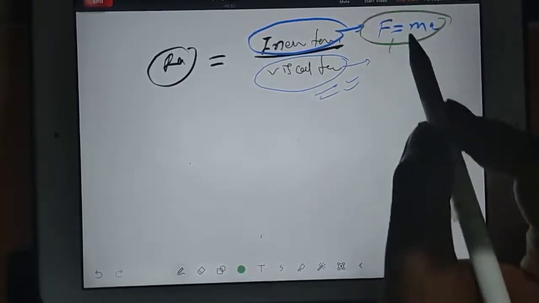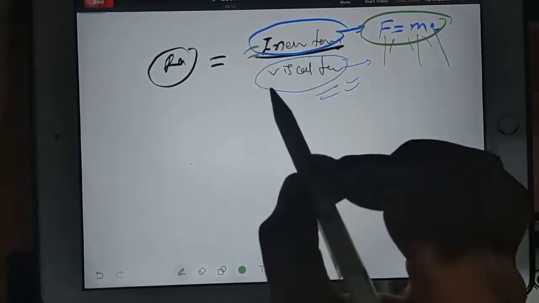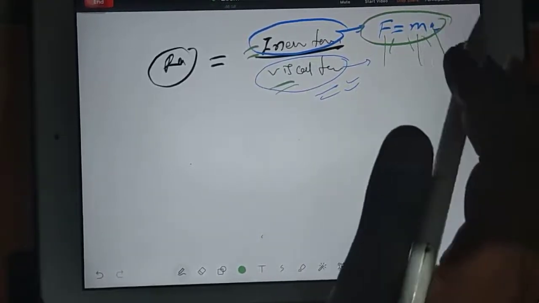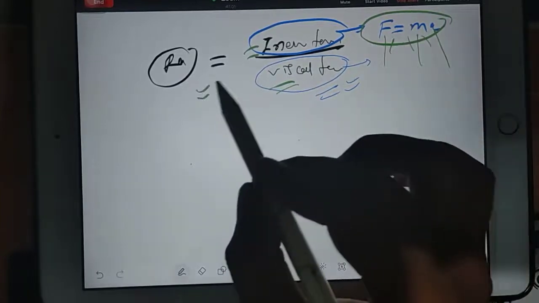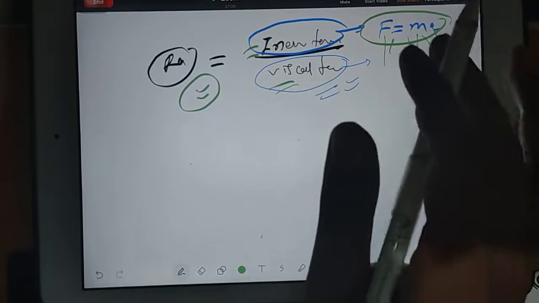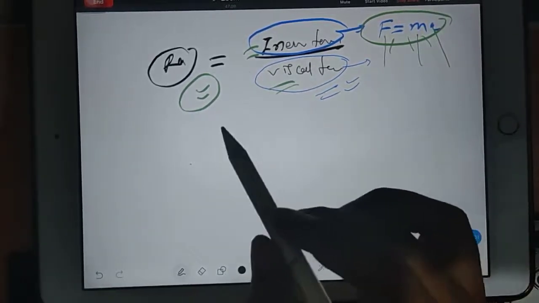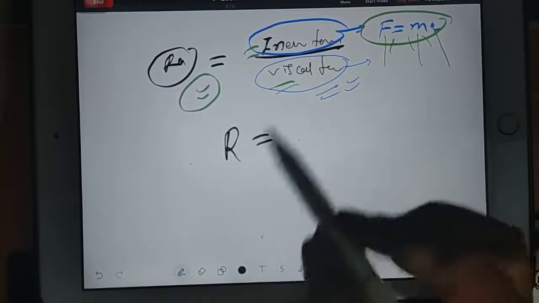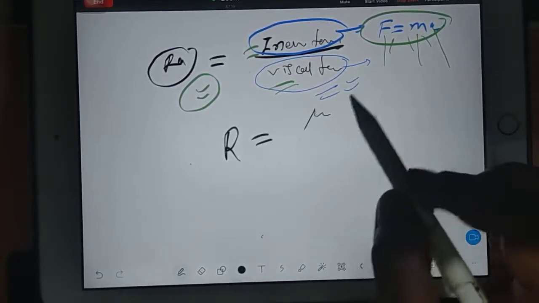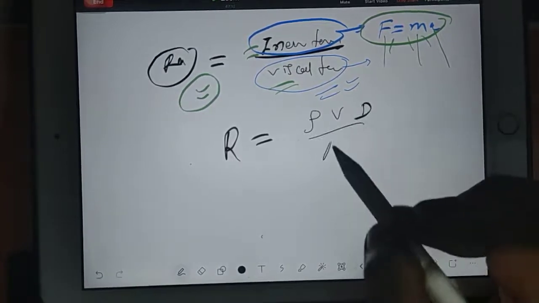This formula is very popular: F is equal to ma, force, mass, acceleration. That is known as inertia force. And viscous force will be given. Anyway, I don't think they will ask you to calculate the Reynolds number. But you should know one more fundamental about Reynolds number. In case of Reynolds number, your basic formula comes as rho v d by mu.